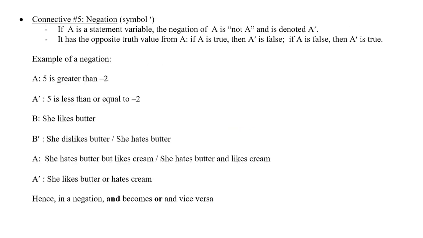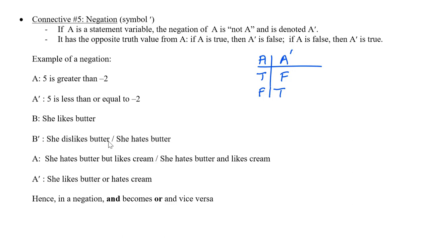The last connective we're going to mention here is the negation. It's simple. If you have A, then the negation of A: A can have two possibilities, either true or false. So not A will be the opposite, false and true. An example would be A greater than -2, so the negation for that is less than or equal to -2. She likes butter, so we could negate that as she dislikes butter or she hates butter.